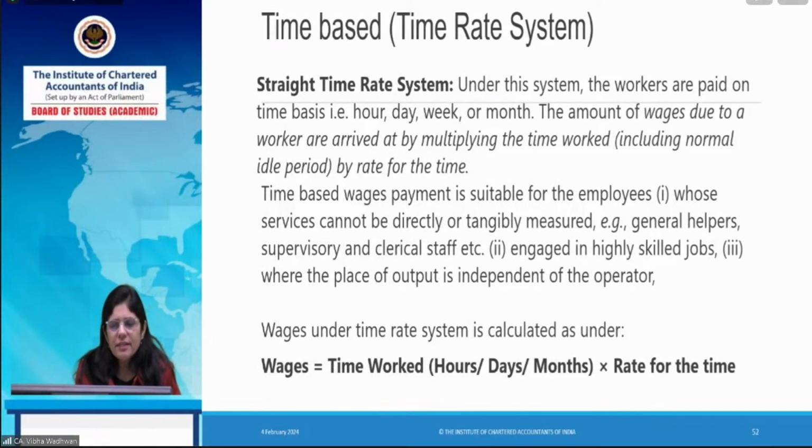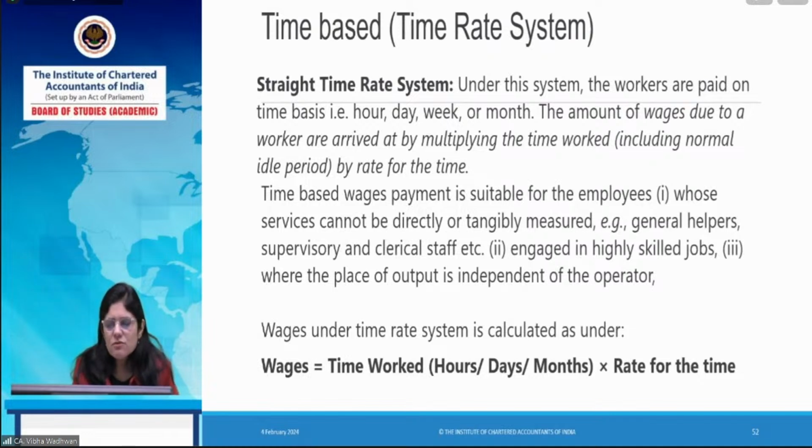Straight time rate. Under this system, the workers are paid on the time basis. Clear? So wage payment on the time basis. Simply, we all get the payment on a time basis, whether it's per hour or per day or per week or per month. All right. So we just multiply the rate by the number of hours or whatever days we have worked, including normal idle time. We all get the payment for normal idle time also. Clear?